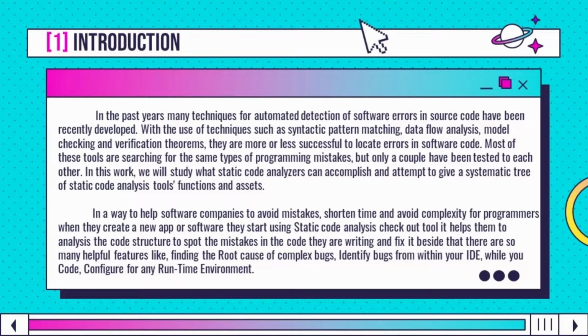So the introduction is, in past years many techniques for automated detection of software errors in the source code have been developed, with the use of techniques such as syntactic pattern matching, data flow analysis, model checking, and verification theorems. They are more or less successful at locating errors in the software code. Most of these tools are searching for the same types of programming mistakes, but only a couple have been tested against each other. In this work, we will study static code analyzers and attempt to give a systematic tree of static code analysis tools, functions, and assets.